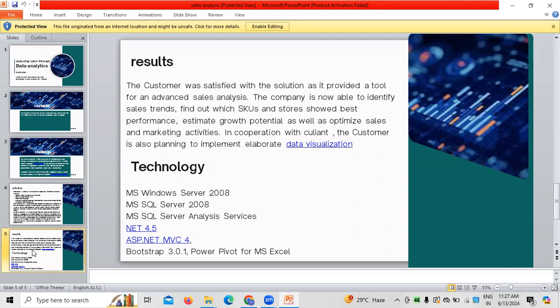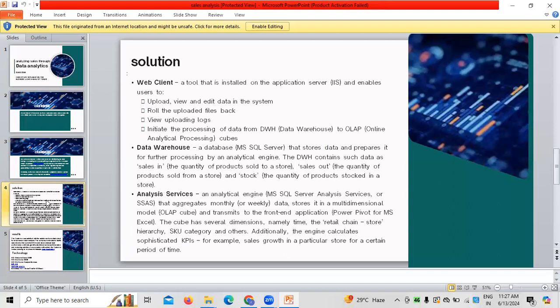For this, the technologies we have used are MS Windows Server and SQL. At the same time, .NET will be used for the implementation, as well as ASP.NET, Bootstrap, Power Pivot and MS Excel. These are the technologies which can be used for the implementation of the project.